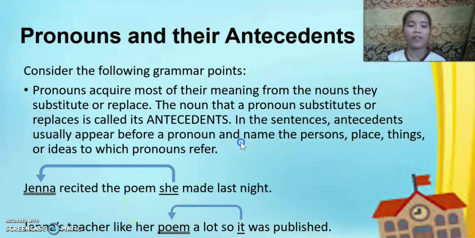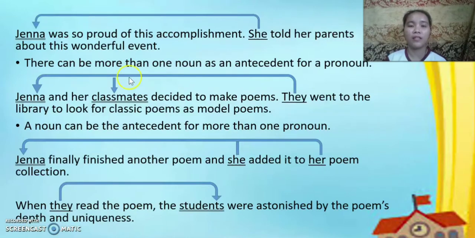Okay, now let's have other examples. Jenna was so proud of this accomplishment. She told her parents about this wonderful event. So here, class, we have two sentences. Right? Two sentences, with periods.